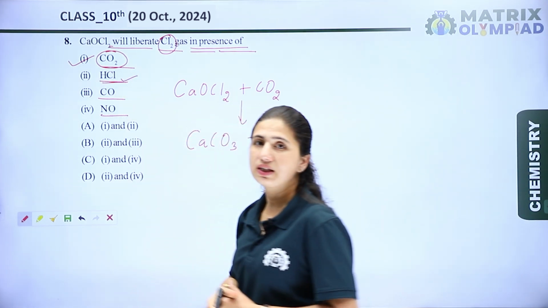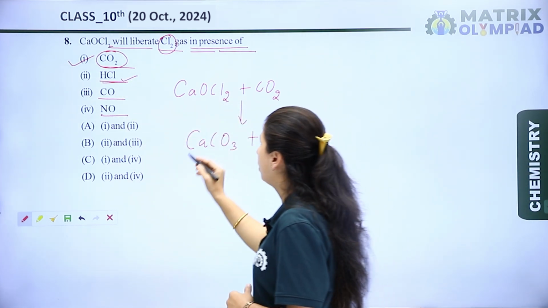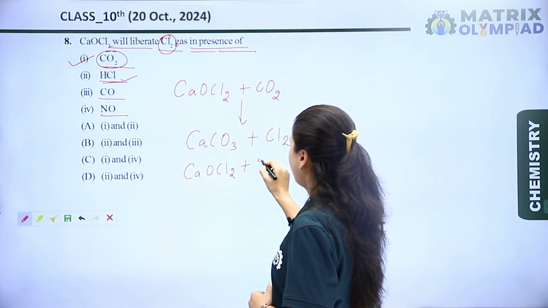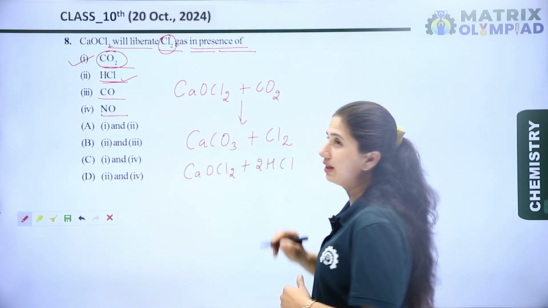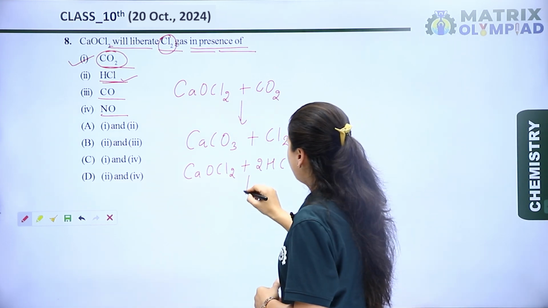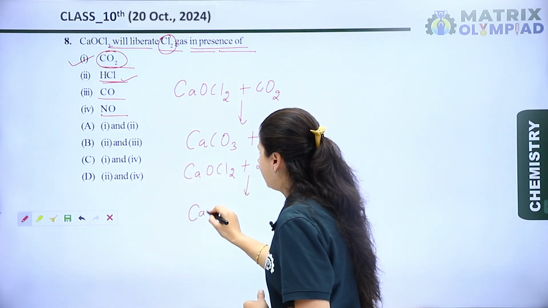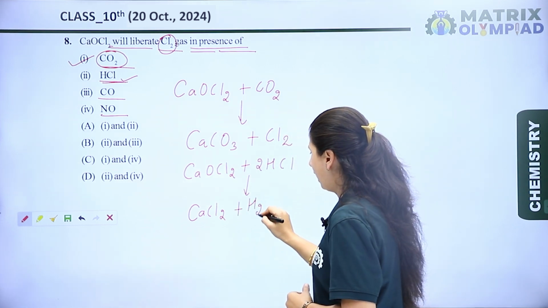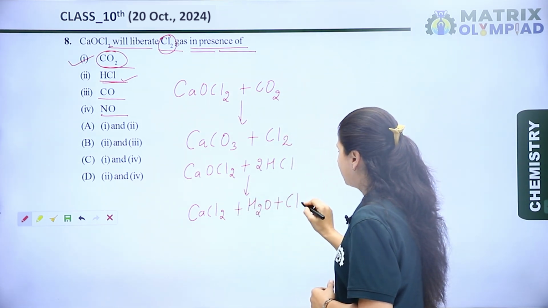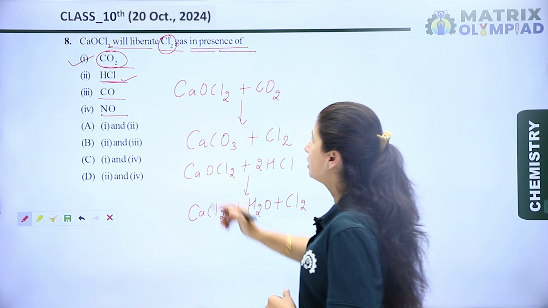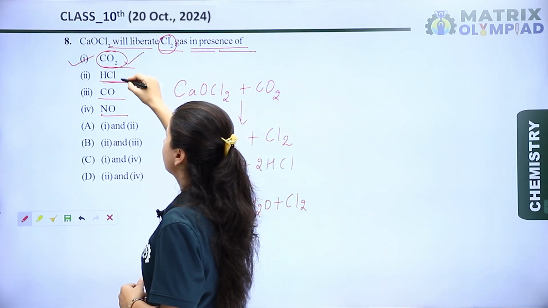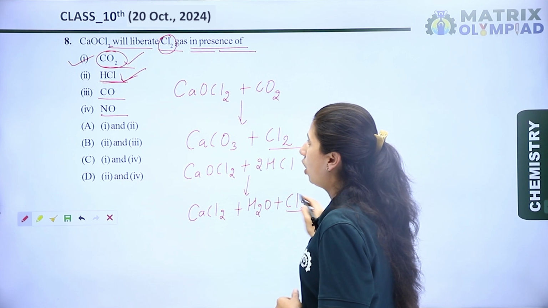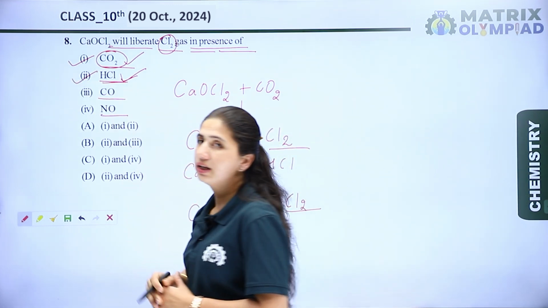The next one is HCl, hydrochloric acid. When CaOCl2 bleaching powder reacts with 2 moles of HCl, it produces CaCl2, calcium chloride, plus water, H2O, plus Cl2, chlorine. This means that with the reaction of carbon dioxide and HCl, it produces chlorine gas. So the first and second are the right options.